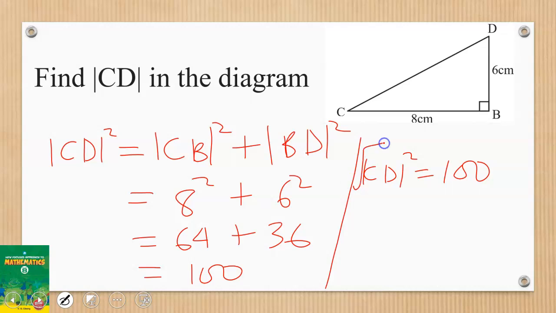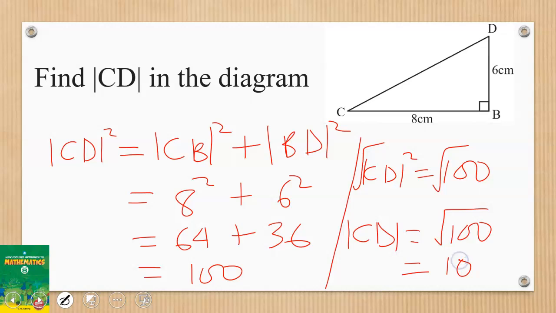So when I root this and I root that, then my CD becomes square root of 100. And square root of 100 we know to be 10. That means 10 times 10 is 100, so root 100 is 10. And that gives us 10 centimeters. I think it's cool. Beautiful.